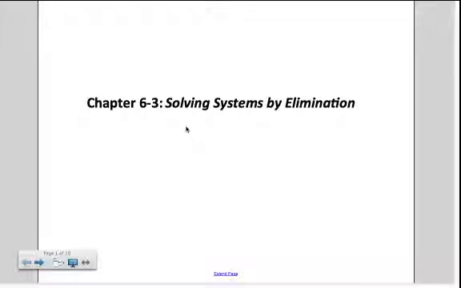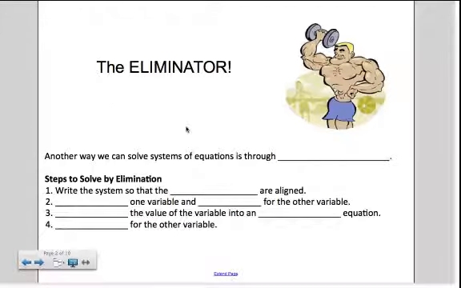Hey guys, today we're talking about Chapter 6.3, Solving Systems by Elimination. So today we are talking about the Eliminator! That's what we're going to call it, because it's kind of fun that way. And that's exactly what he's doing. This whole Solving Systems by Elimination is doing just that, using the Eliminator.